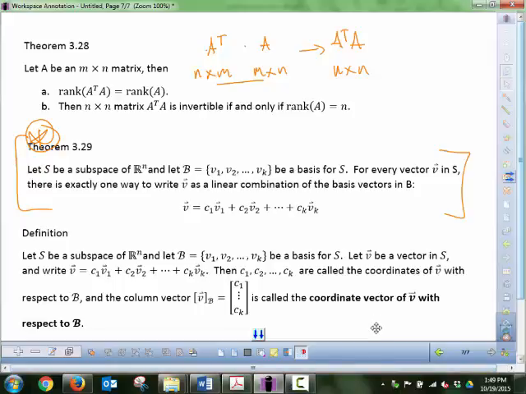Let S be a subspace of Rn, B a basis, and v a vector in S. Then we write v as a linear combination of the basis vectors. We know that there's a unique way of doing this. Then these coefficients c1, and so on, are called the coordinates, or coordinate vector, of v with respect to the basis.